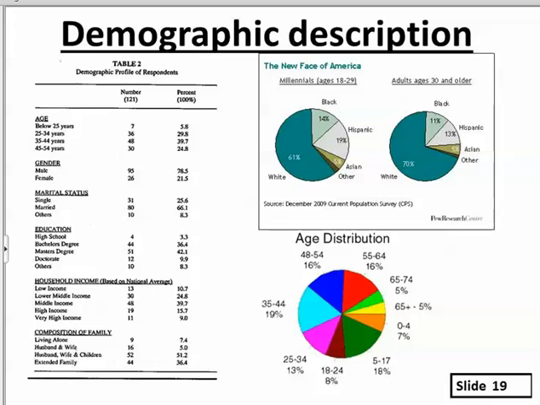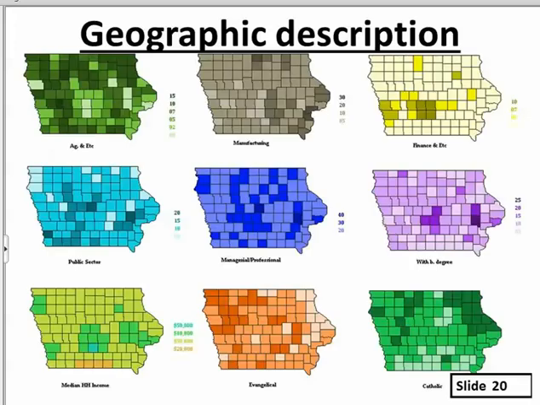Okay. It'd be nice if you also knew what portion of that 65 and older had a certain income. Okay. Because obviously they have to have enough money to afford your product. So all this information comes together as you're doing your research.